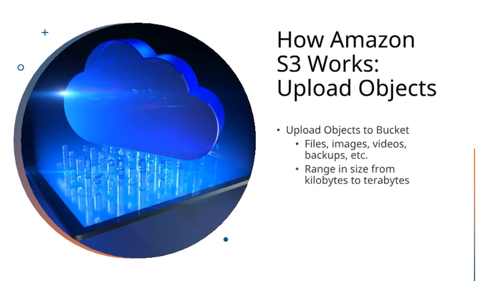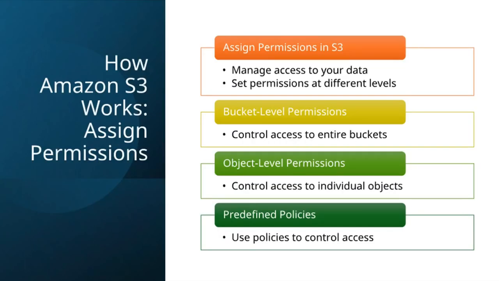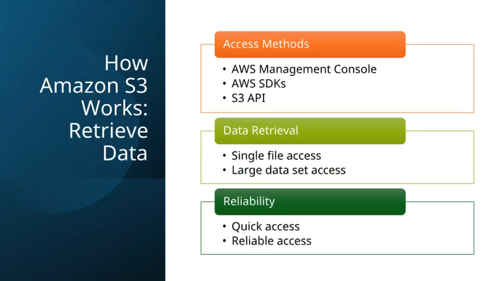After creating a bucket, you can upload various objects like files, images, videos, and backups. These objects can range in size from a few kilobytes to several terabytes. S3 allows you to manage access to your data by setting permissions. You can configure permissions at the bucket level, object level, or use predefined policies to control access. Data stored in S3 can be accessed through the AWS Management Console, AWS SDKs, or the S3 API. Whether retrieving a single file or a large dataset, S3 ensures quick and reliable access.